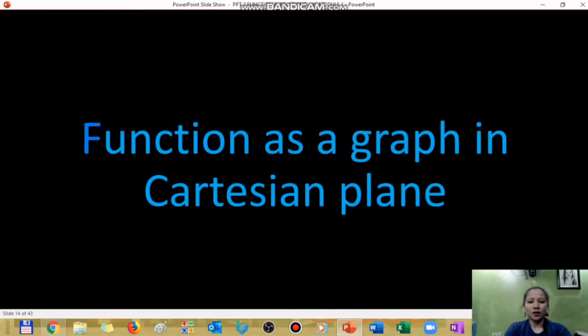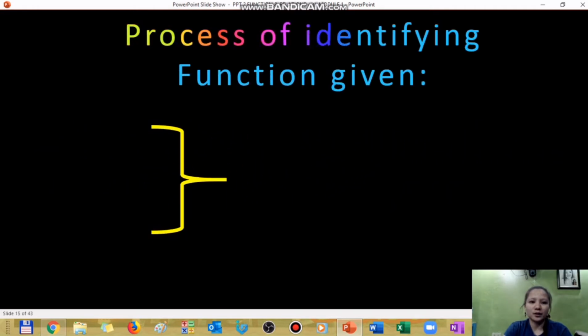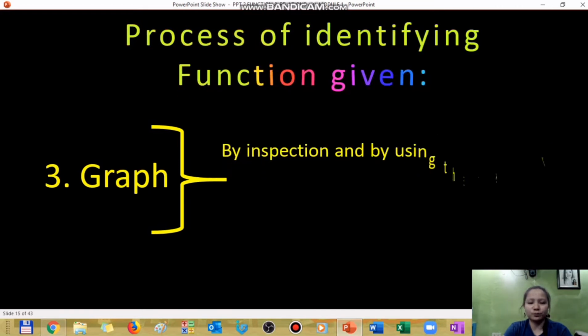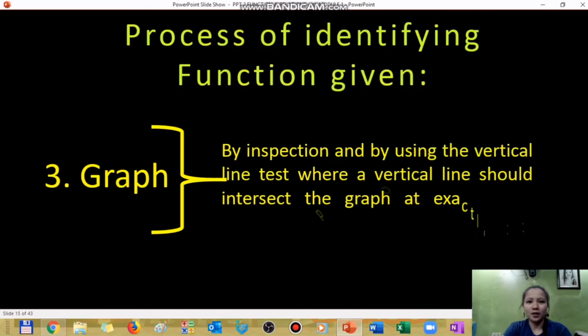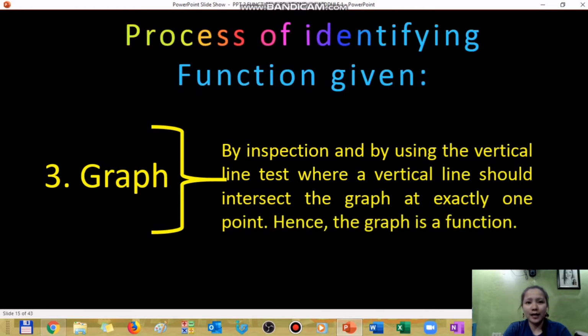Okay, what if a graph is given? How are we going to identify if that graph is a function or not a function? What is the process? To identify if the given graph is a function or not, we will be using inspection, and at the same time the number one tool is the vertical line test. So we will use the vertical line test to identify if the given graph is a function or not a function.